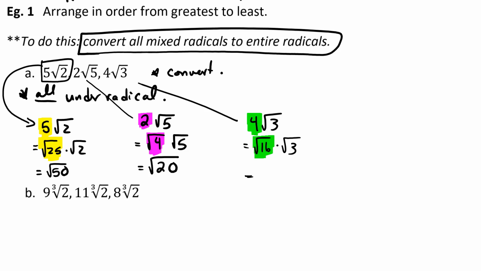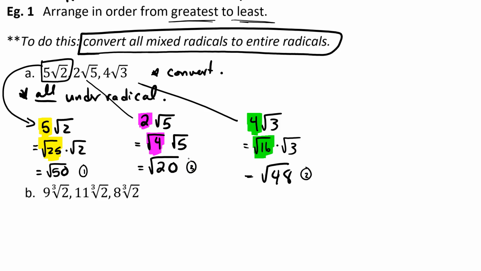16 times 3 is 48, so the square root of 48. So if I wanted to go from greatest to least, my greatest is going to be square root of 50. So this is our first one. Our next largest is going to be root of 48. And our smallest is going to be root 20.